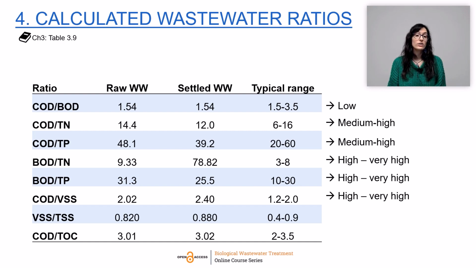In this case, the value of the settled wastewater is higher than the raw wastewater, probably due to the lower suspended solids concentration. The VSS to TSS ratio can be considered high, which indicates that a big fraction of the total suspended solids is organic, and this could be, for example, successfully digested under anaerobic conditions. And finally, we have COD to TOC ratios that can be considered medium-high.